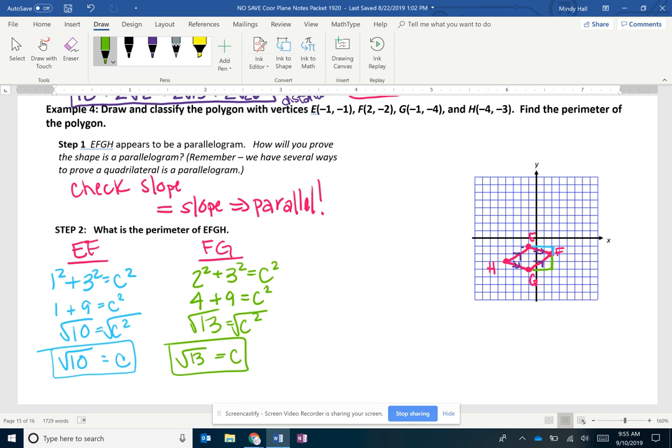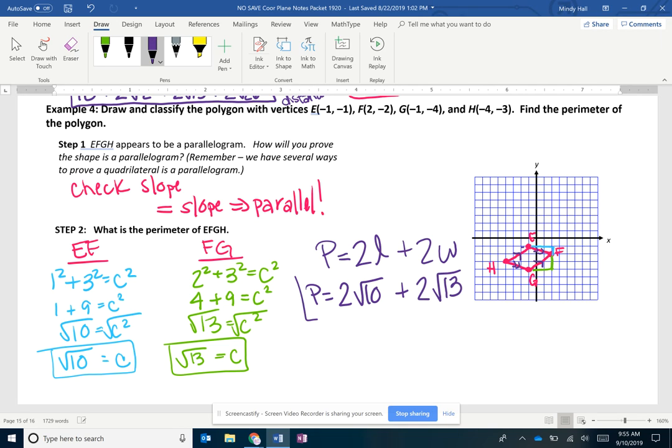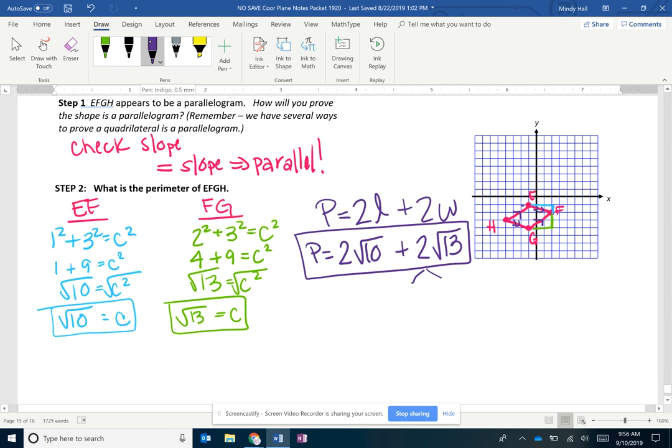Again, can't simplify. Now, because I want perimeter, and this is a parallelogram, I need 2 of my lengths and 2 of my widths, or 2 of my bases. So that becomes 2 root 10 plus 2 root 13. And if you actually wrote it out the long way, like root 10 plus root 10 plus root 13 plus root 13, it still would simplify because the ones in front of each of these would just make those 2's. Okay, so that is the end, and this looks ugly, so I'm going to erase it.